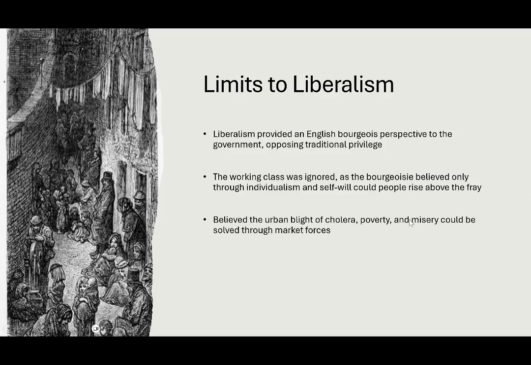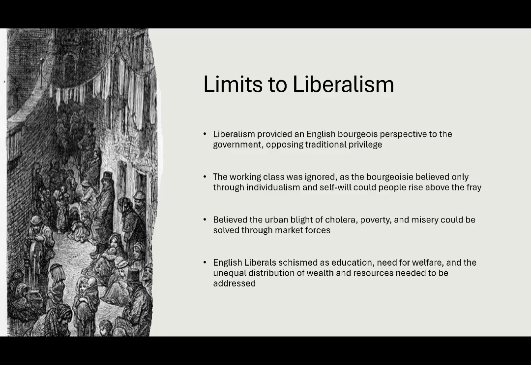They believed that the urban blight of cholera, poverty, and misery would be solved through market forces. That the natural law of supply and demand, if there's an issue with cholera, creates a marketplace of demand for cholera fixing, and that's when the bourgeois would invest. Poverty, once again: people who want to work will work. So there should not be any, quote unquote, handouts. The English liberals really began to schism by the 1830s as education, the need for welfare, and the unequal distribution of wealth and resources really needed to be addressed.